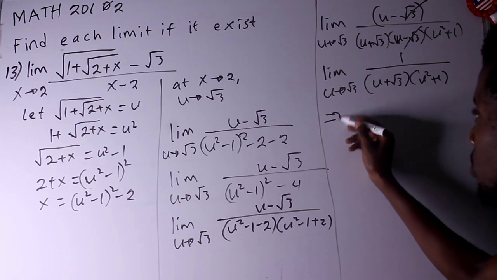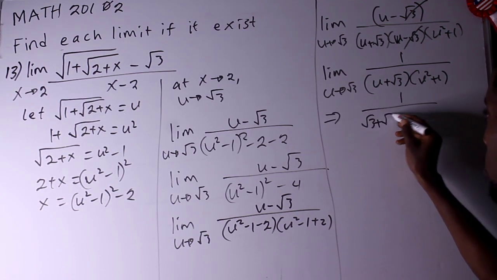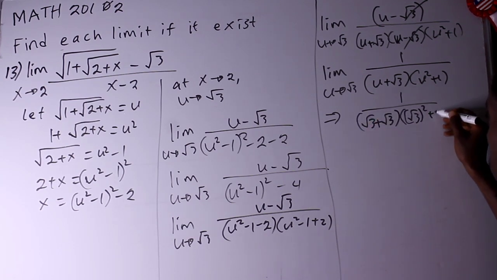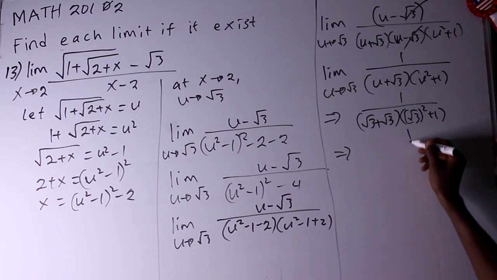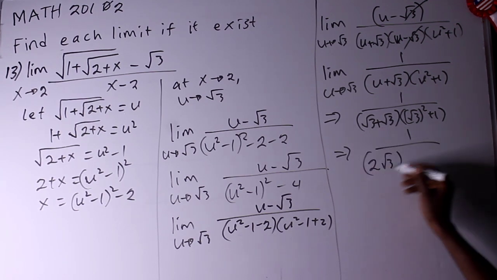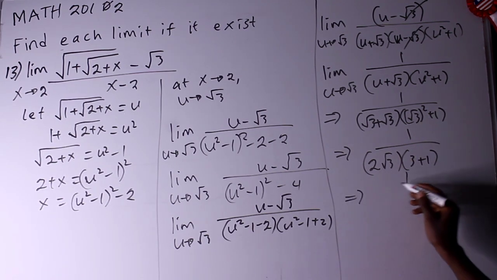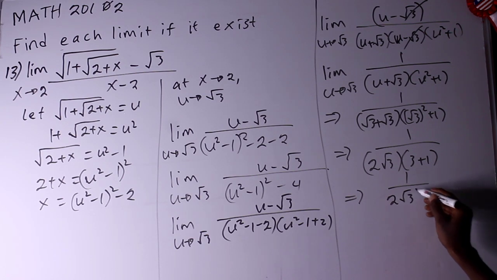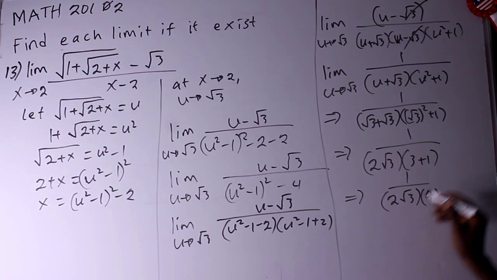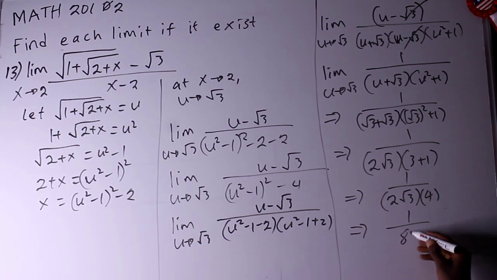If we do direct substitution, we have 1 over root 3 plus root 3, multiplied by root 3 all squared plus 1. So this will be 1 over root 3 plus root 3 is 2 root 3, all multiplied by root 3 squared, that's 3, plus 1. And then we have 1 over 2 root 3 multiplied by 3 plus 1, which is 4. So we multiply the entire expression: 1 over 2 root 3 times 4 is 1 over 8 root 3.